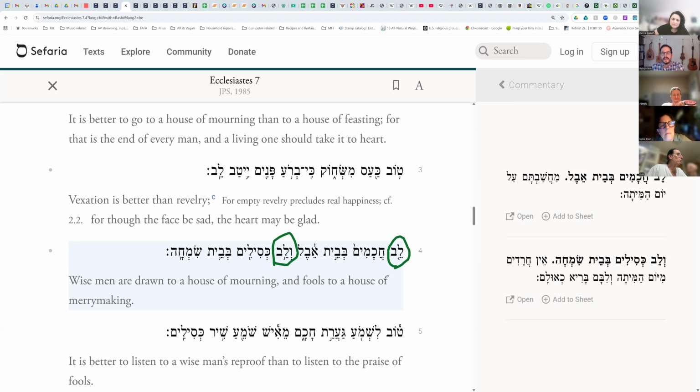Meaning, what is the lev, the heart? The heart is the place in the body where thought happens. You have to understand that to the rabbis and really historically, heart is not an emotional center, it's a thought center. So that's why Rashi says machshavatam, their thoughts are on the day of death. And so I think that's why they say wise men are drawn to a house of mourning.